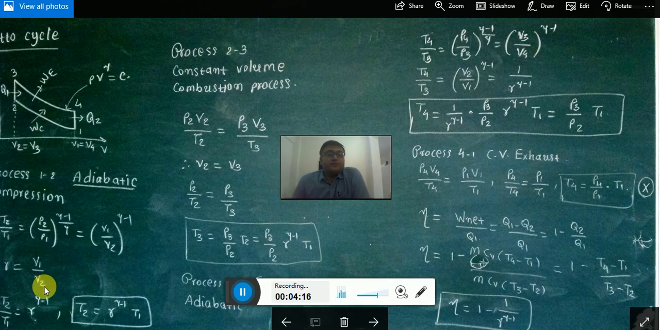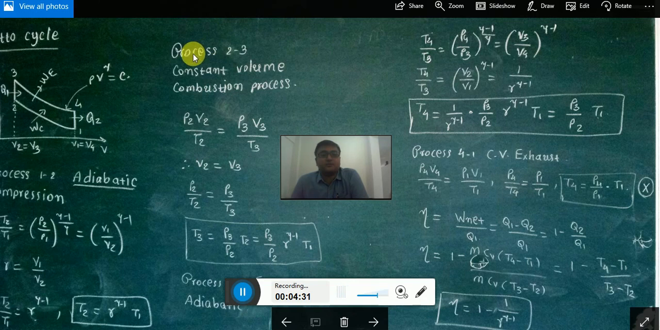So V1 by V2 is nothing but the compression ratio, and T2 by T1 is equal to r raised to gamma minus 1, and T2 is equal to r raised to gamma minus 1 into T1. So now T2 is converted in terms of T1.